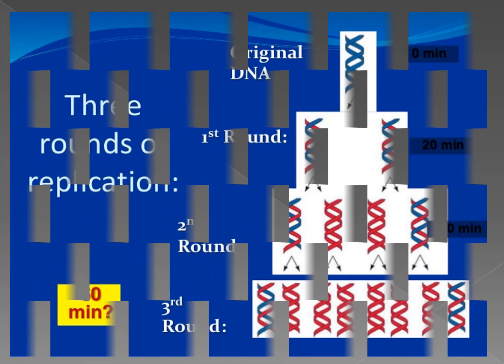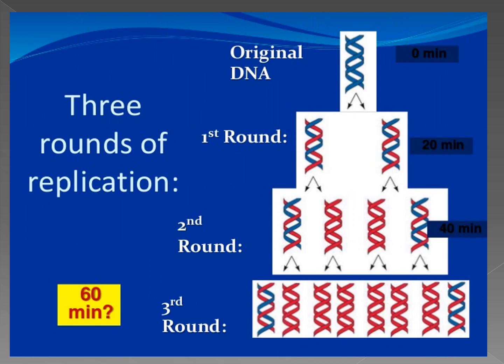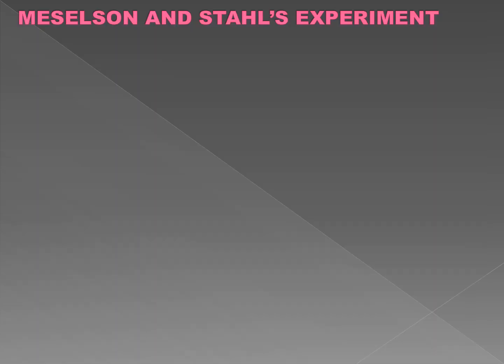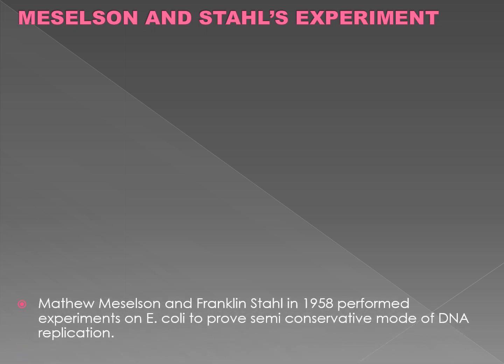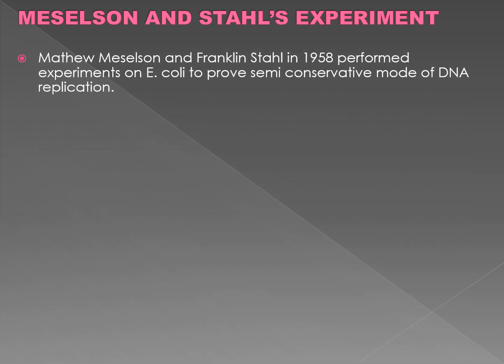Meselson and Stahl. In the experiments of Meselson and Stahl, in 1958 they performed a replication experiment on E. coli and tried to prove the semi-conservative DNA replication model.